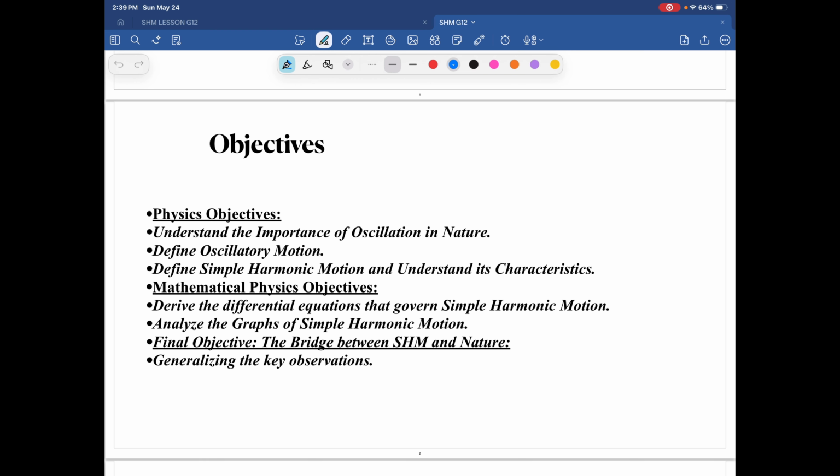Then I am going to use intuitive mathematical reasoning in order for you to understand the equations that govern a certain type of harmonic motion, a certain type of oscillatory motion. We are going to understand the graphs, and then of course we are going to understand why what we are studying is very important. We are going to bridge between harmonic motion and what exists in nature.